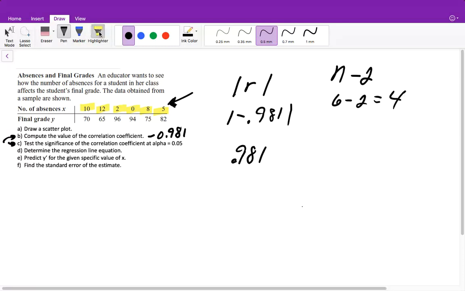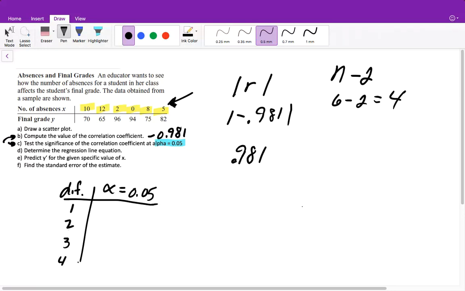Then we look and see, what is our alpha? What is our confidence interval? Here it tells me our alpha is 0.05. On the chart I gave you, you have n, or degrees of freedom, which is our n minus 2, and we are looking for when our alpha is equal to 0.05. If I tell you 0.01, you would look there. So now we're at 4, and we find where 4 and our alpha join. Whatever value is there is the value we're going to use, and that value is 0.811. So we're comparing this to the absolute value of our R.